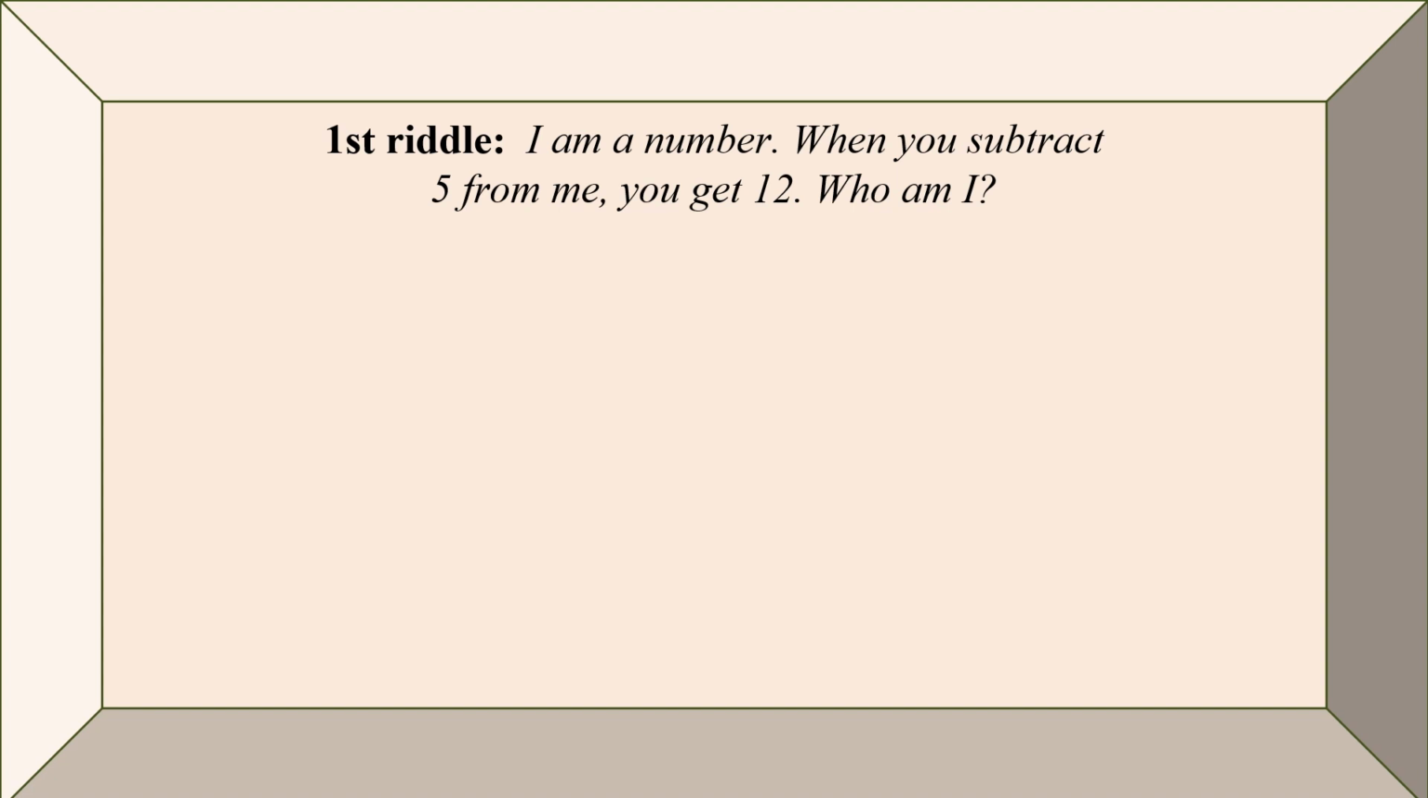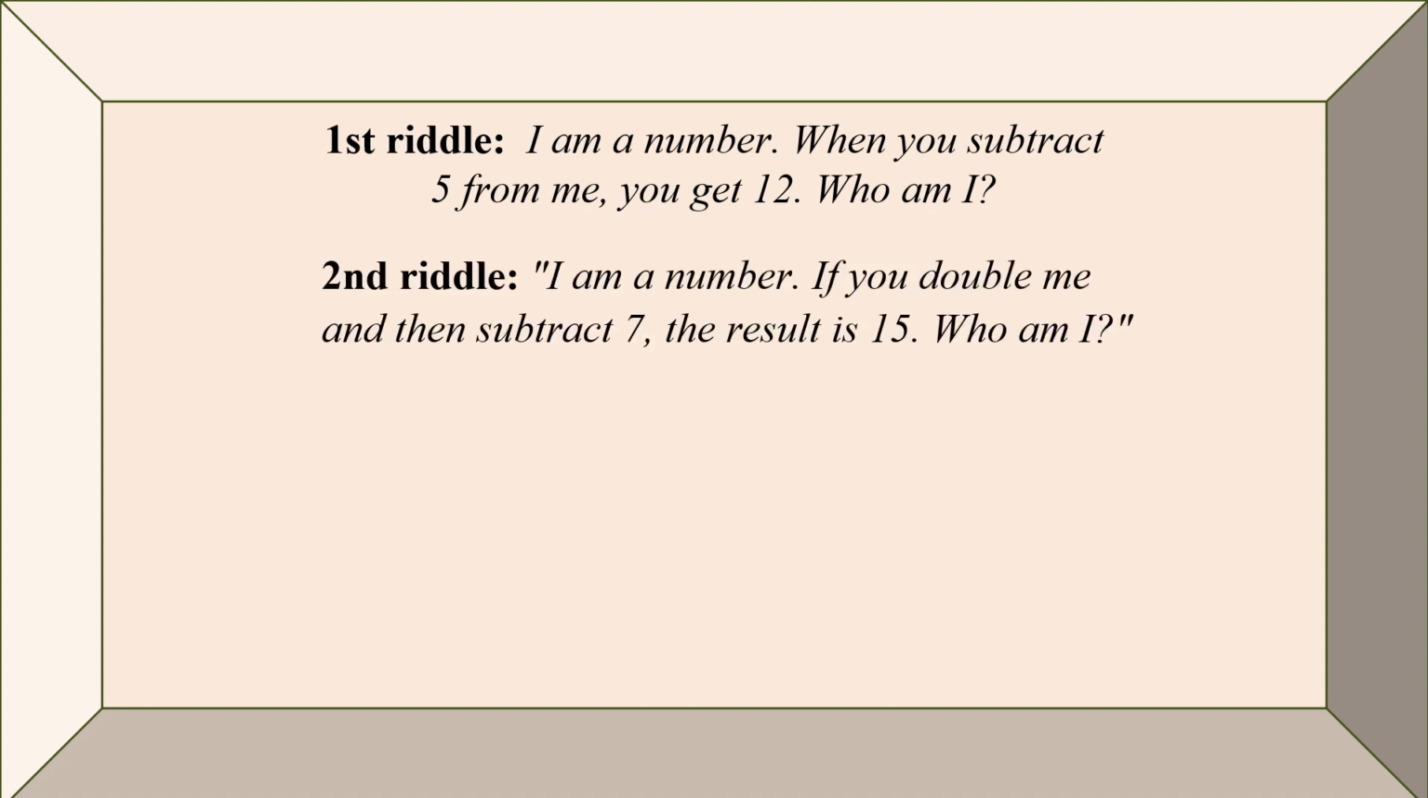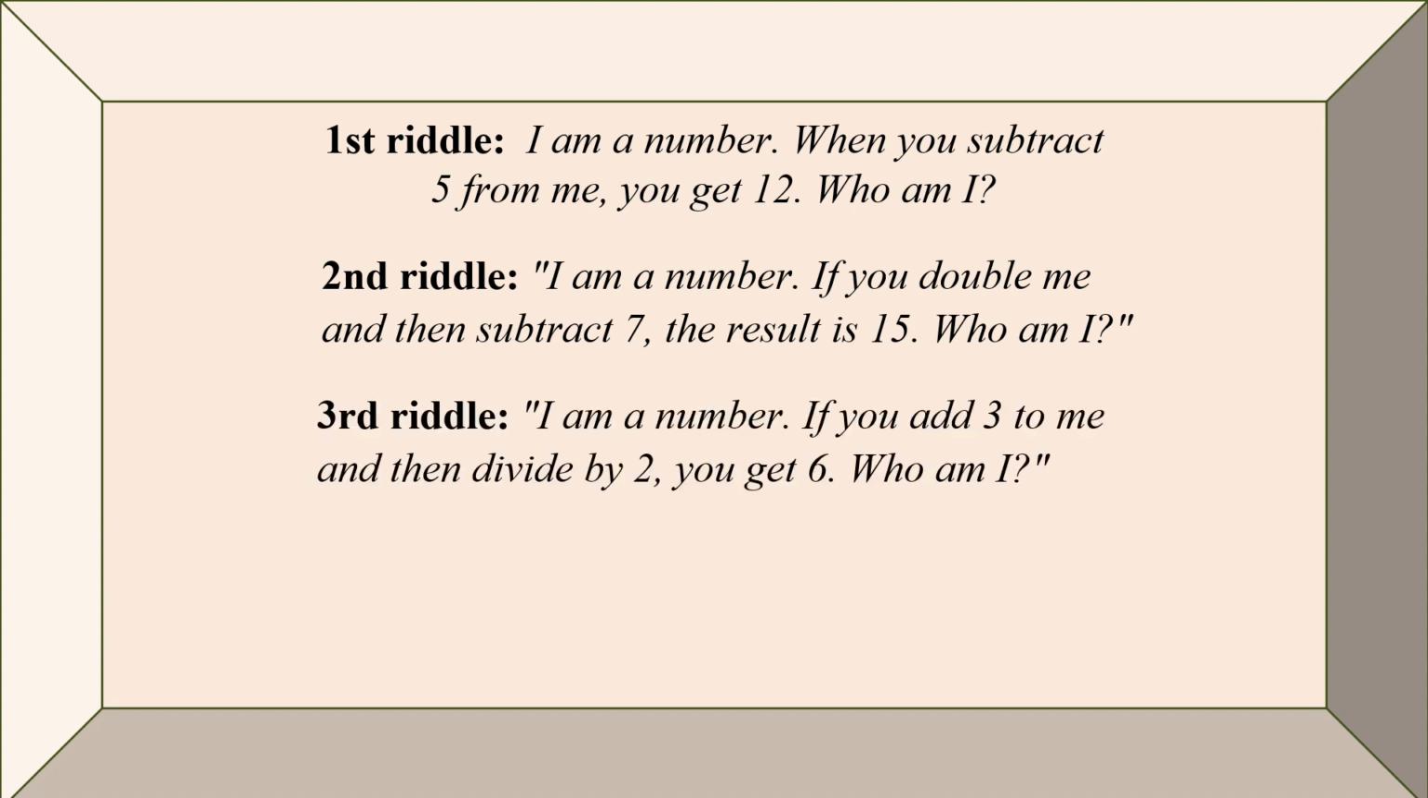Now here are 3 riddles for you. You can try yourself. The first one, I am a number. When you subtract 5 from me, you get 12. Who am I? Second riddle, I am a number. If you double me and then subtract 7, the result is 15. Who am I? And the third one, I am a number. If you add 3 to me and then divide by 2, you get 6.